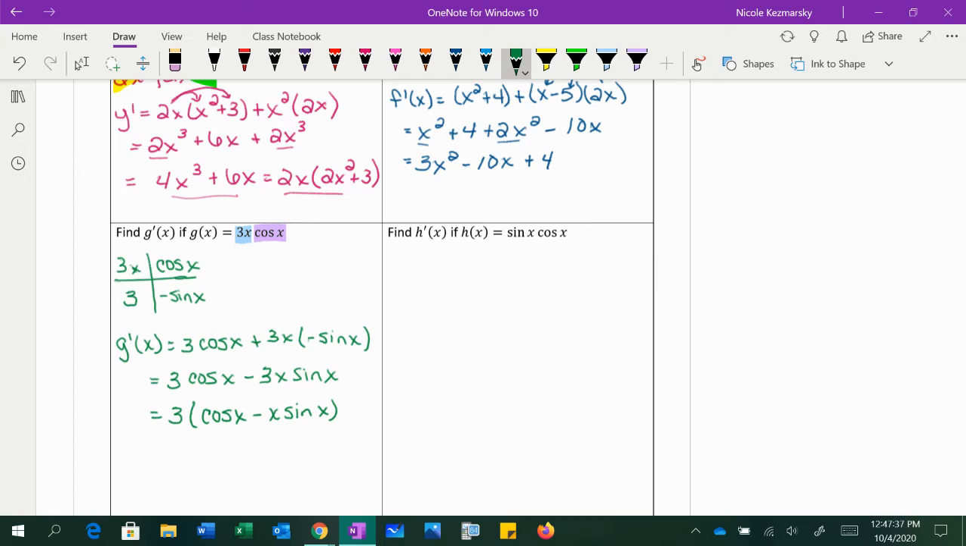Okay. And like I said, the factored form is going to be more useful to us as we get into further units. But for now, just simplify to expanded form if you prefer.